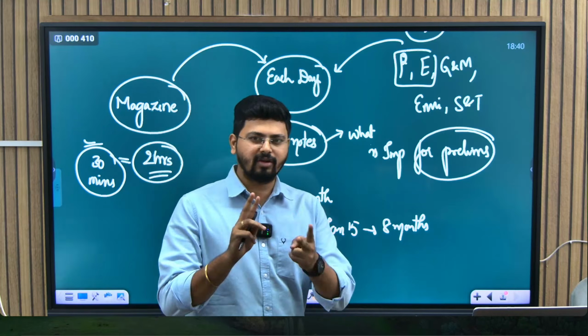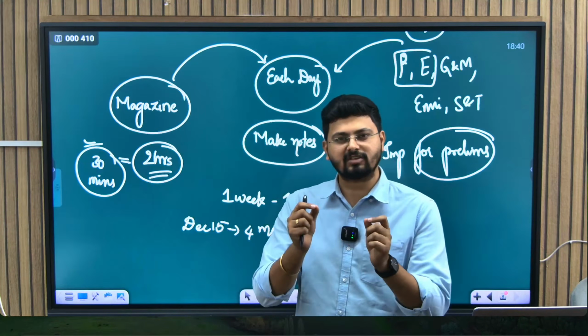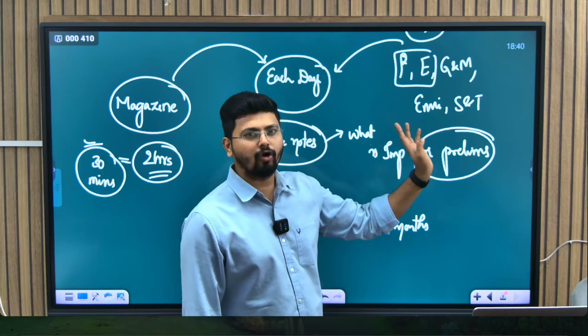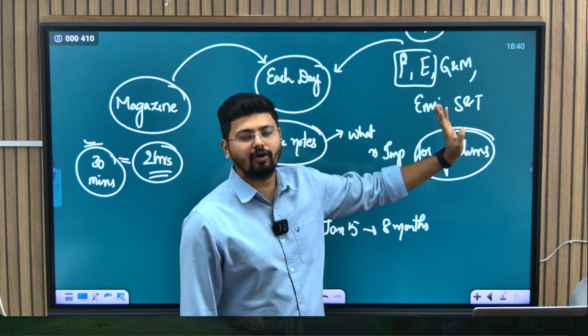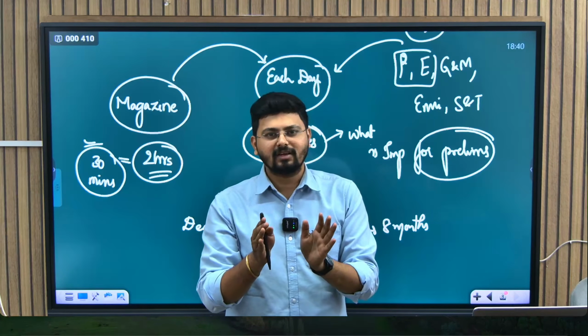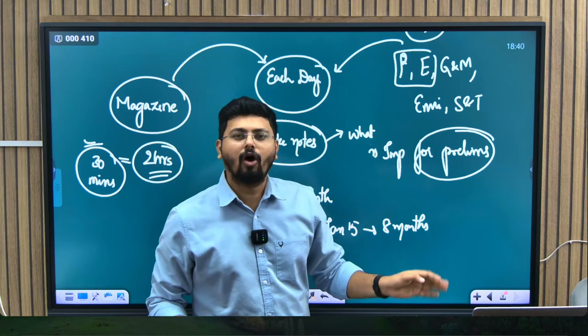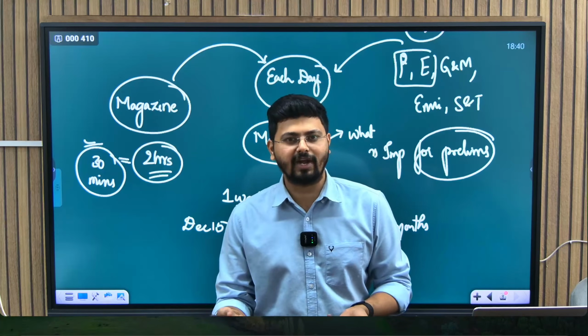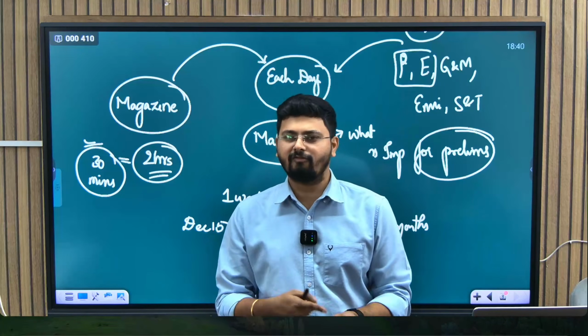Today I'm giving 2 hours. I'm taking one magazine and reading just two topics: polity and economy. Tomorrow I'll read geography and environment. Next I'll read science and tech, and IR. So in 3 days I have finished one magazine, or I may take 4 or 5 days. Within 1 week I'll finish one magazine.